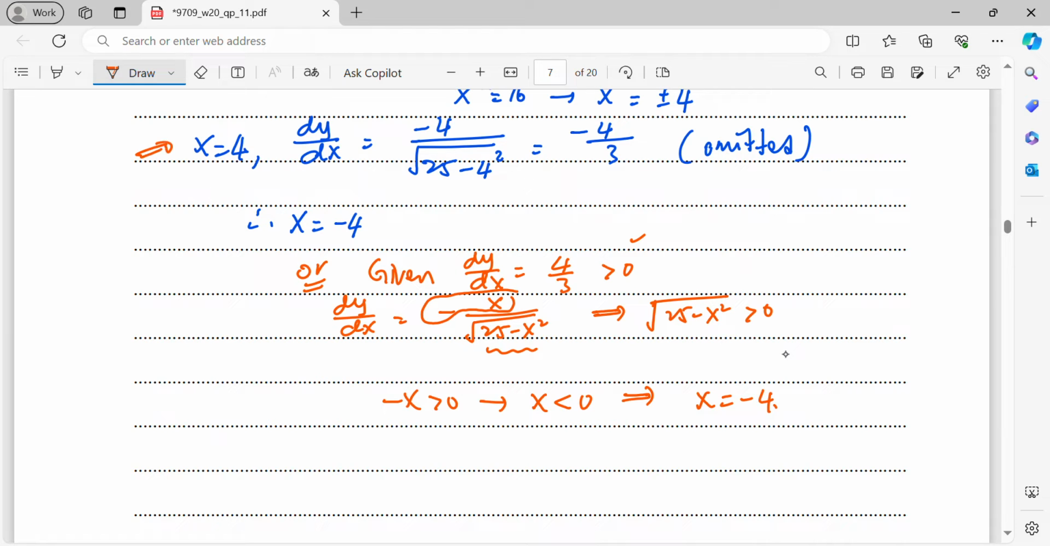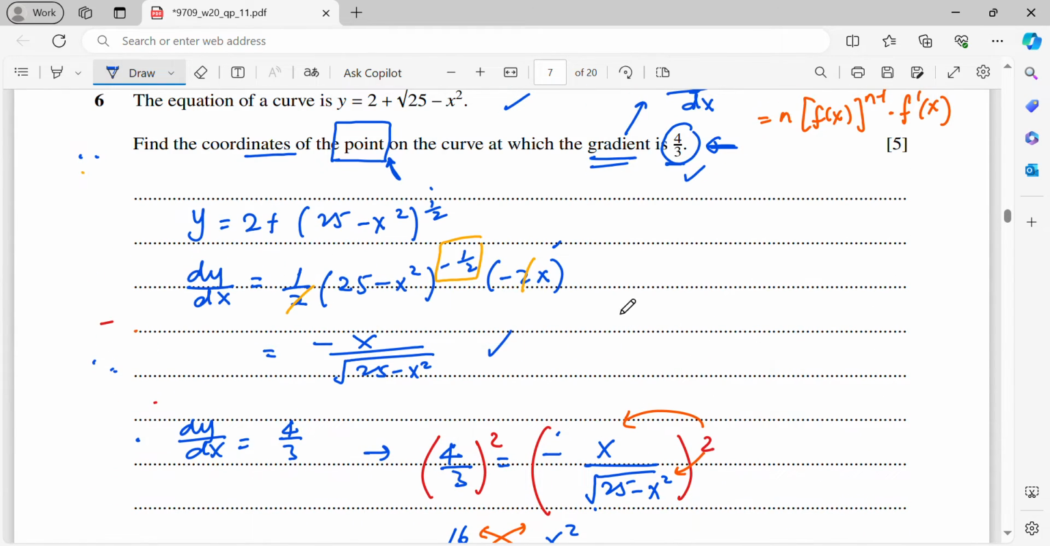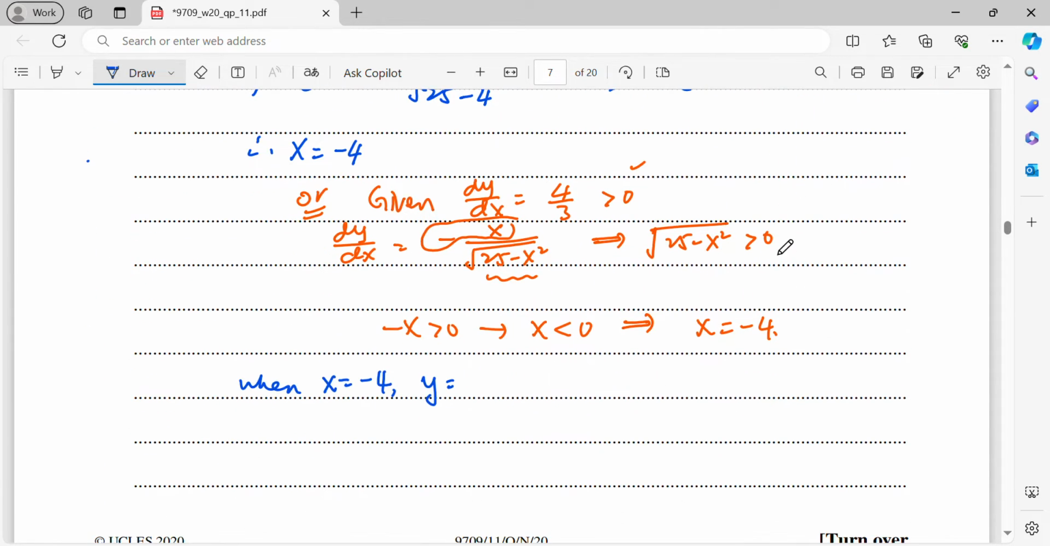Or another method is you just replace. So when x equals -4, you need to get the y. So go back to the question. Your y is 2 plus square root of 25 minus x squared. So from here, you will get 2 plus square root of 25 minus 4 squared. That means this is 2 plus 3, which is 5. So at last, my point is going to be with coordinates (-4, 5). So that's the solution of this question.